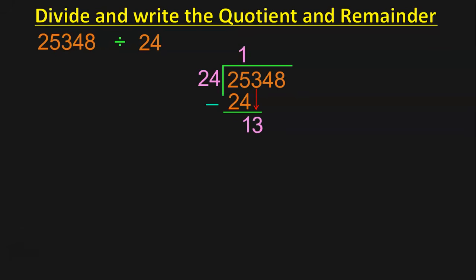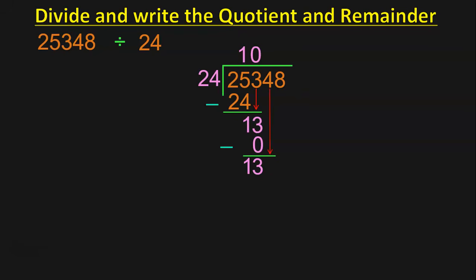We have to find out 13 divided by 24. Now, once again, 13 is lesser than 24. We cannot find out how many 24s are required to make 13. So, what you do when the number is lesser than the divisor is add a 0 in the quotient, and do not forget to do this step. 0 into 24 is 0. And now subtract this and you get the answer to be 13.